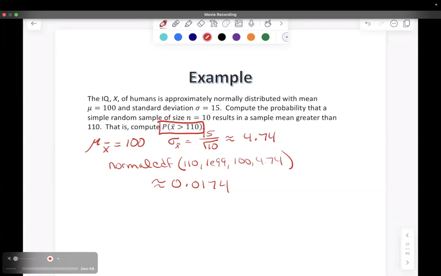Is there ever going to be a situation where, for example, the infinity would be our lower fence instead of the upper fence? Yeah, I could have said, what's the probability that in a simple random sample of size 10, the sample mean is less than 95? Then it would be negative 1E99 to 95. So if you're doing less than, you're going to use the negative 1E99. Good question, though. Any other questions before we move on?